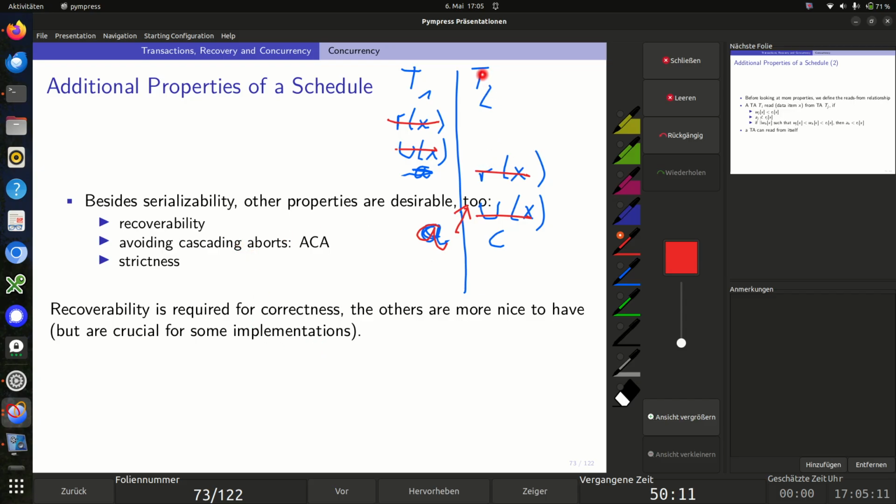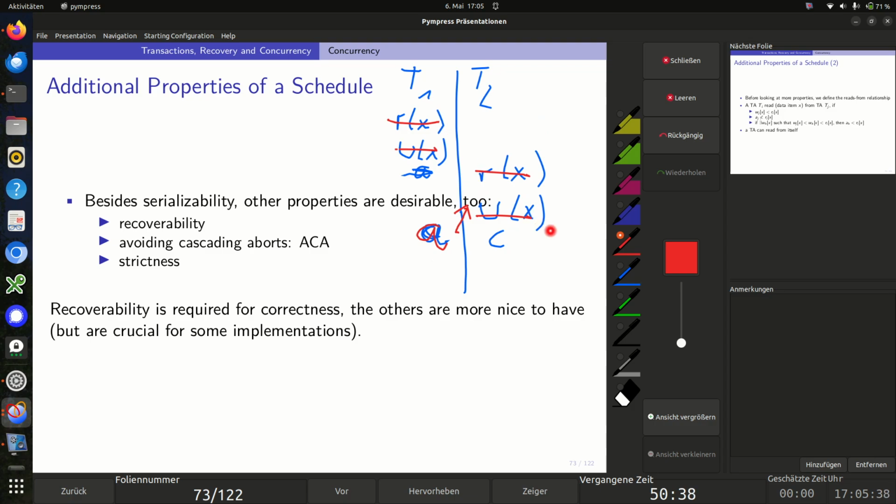So as soon as the transaction reads from another one, the other transaction has to commit before. This is called recoverability. And when you do that, the abort here, you abort it, and then you cascade the abort to all transactions that have read.